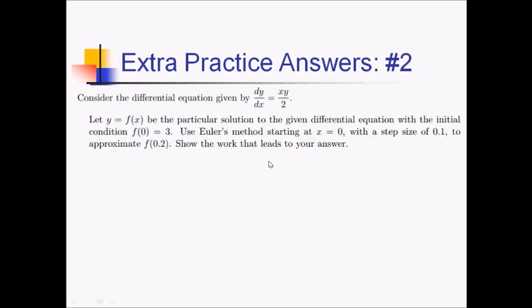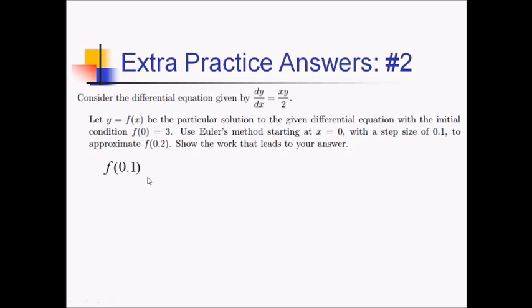On this problem, we're given the differential equation xy over 2. And let's see, f of x is the particular solution, initial condition f of 0 equals 3. We're using Euler's method, starting at x equals 0, step size of 0.1, to approximate f of 0.2. So we're going to do this in 2 steps. First, we're going to figure out f of 0.1. Then once we have that, we can move to finding f of 0.2.